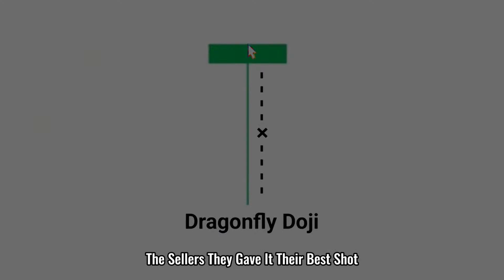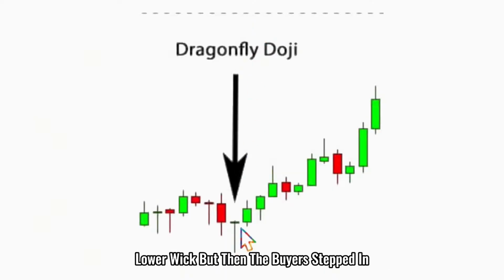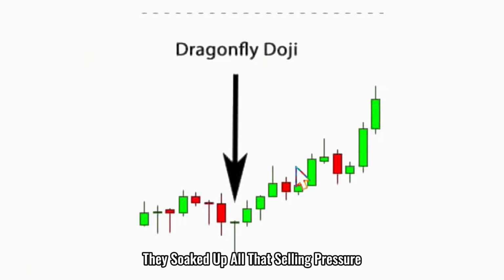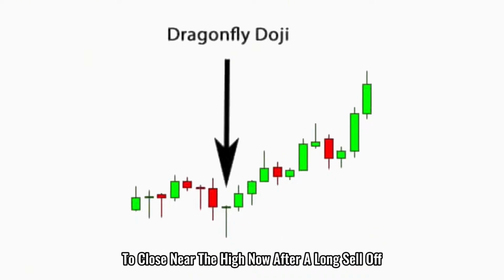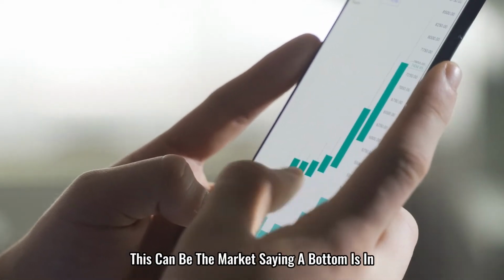The sellers, they gave it their best shot, pushing the price way down and creating that long lower wick. But then the buyers stepped in. They soaked up all that selling pressure and drove the price right back up to close near the high. Now, after a long sell-off, this can be the market saying a bottom is in.